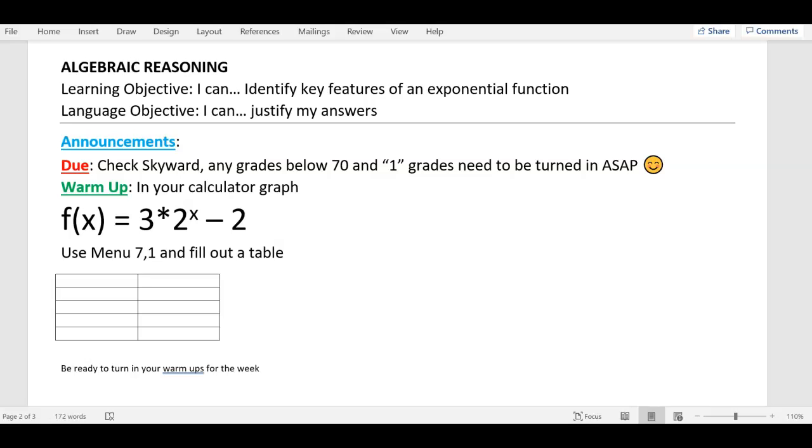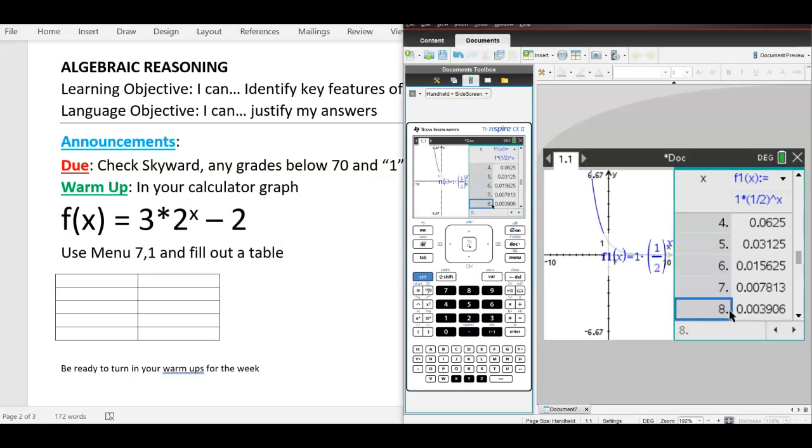So our objective is I can identify key features of an exponential function. We're going to do that today. Now, we should be graphing this. So let's do that real quick. Let me pull up my calculator.